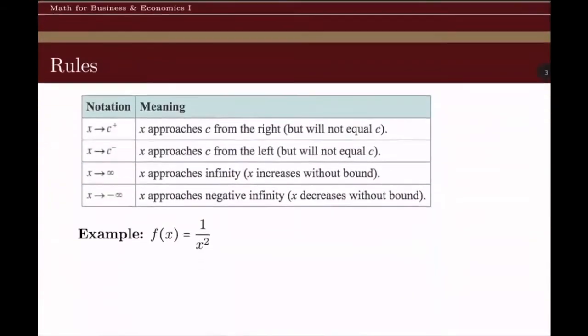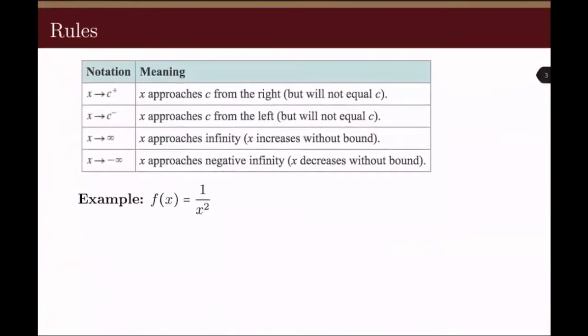All right, so it was just definitions. So here are some rules. If we have x approaching c plus, this plus here means from the right. This minus means from the left. And then you have x approaches infinity and x approaches negative infinity.